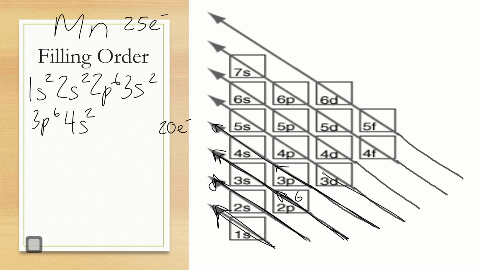I now hit 3d. So I write 3d. Going back to the notes, D can hold up to 10 electrons. I don't have 10 electrons left. I only have 5 more electrons to take care of. So I'm just going to write 5. And that's your electron configuration for manganese.